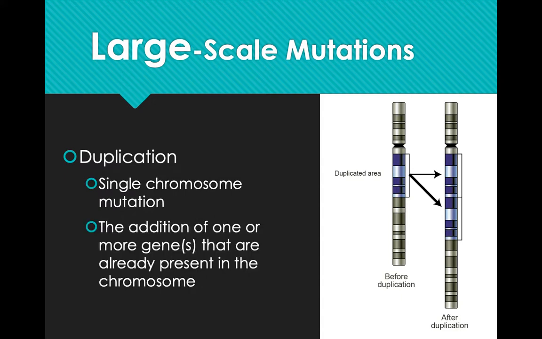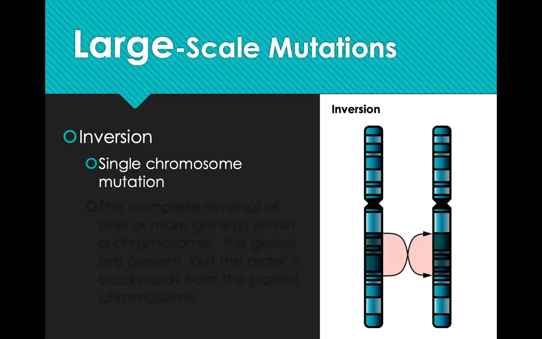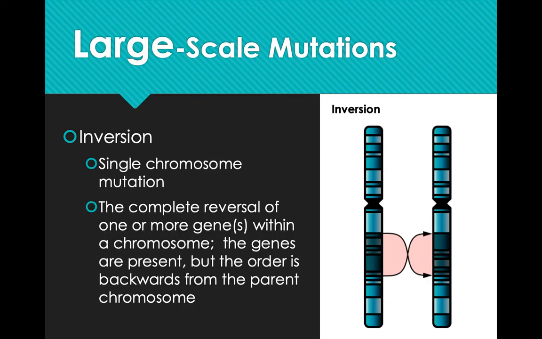For a duplication, it's just like what it says. We've duplicated a section. And so in this case, now you have extra genes that were already present. And so you might think, oh, that's not a big deal. It's just extra, but it can actually cause long term effects down the road. Inversion, you can see from the picture if you look at the segment here, this wider segment. All we've done is flip it. So we've flipped it upside down and stuck it back in.